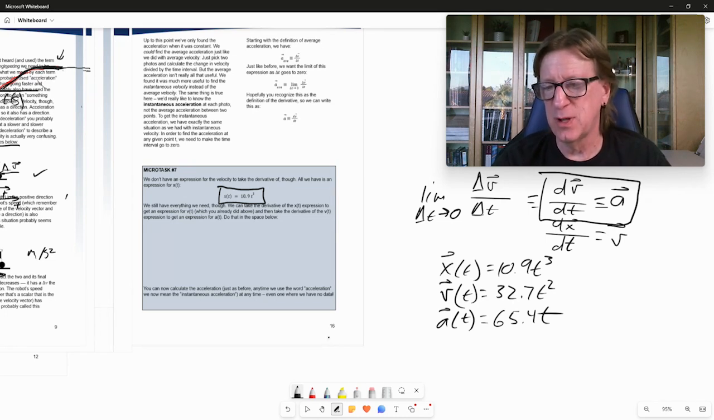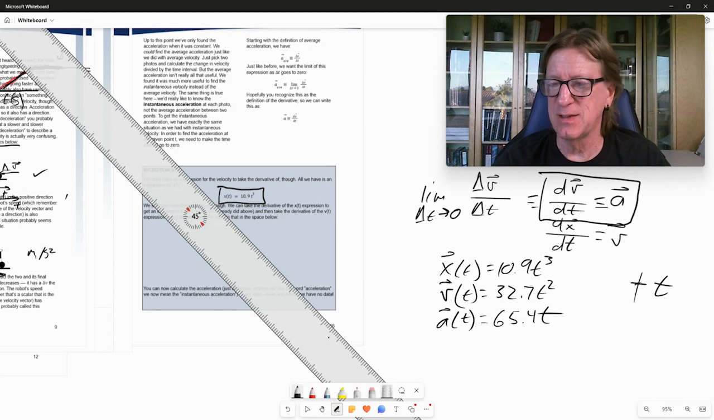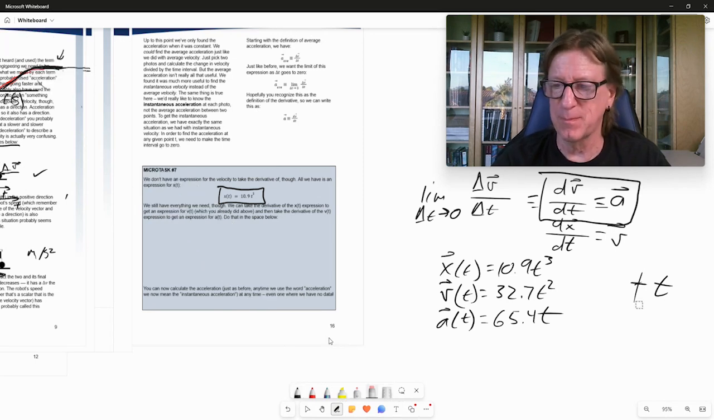Just a side note here. You notice that I put little curlies on my t's. That's so they don't look like pluses. So if you see a curly, that's a t. If you don't see that curly, then it's a plus mark. All right. Okay, so that's it.